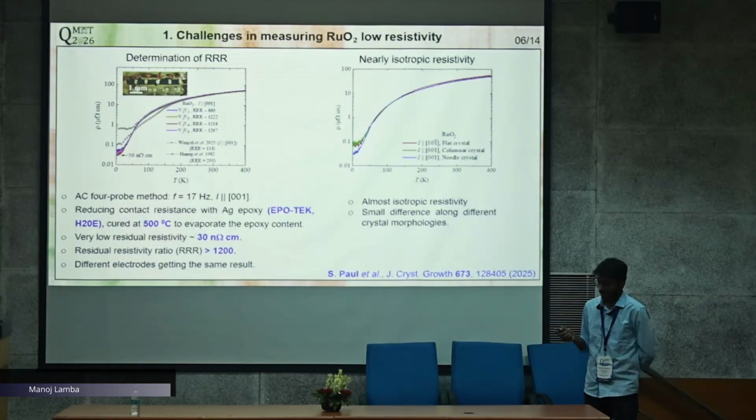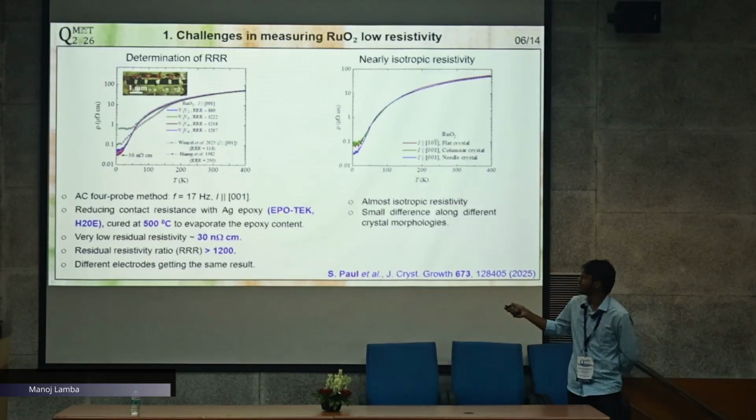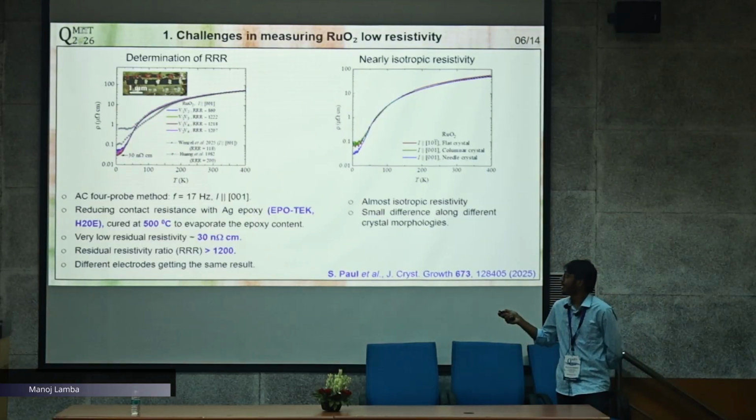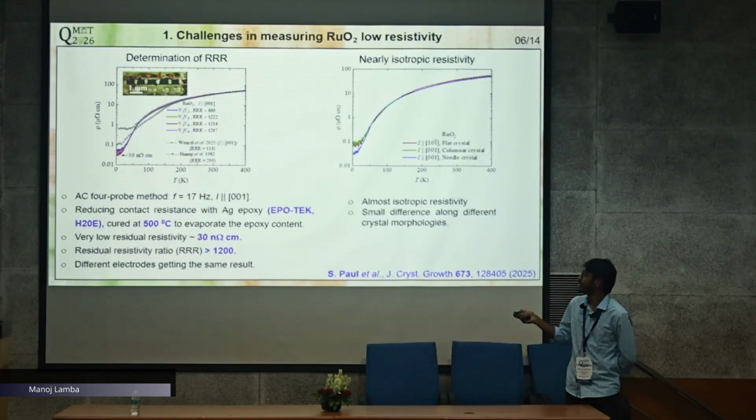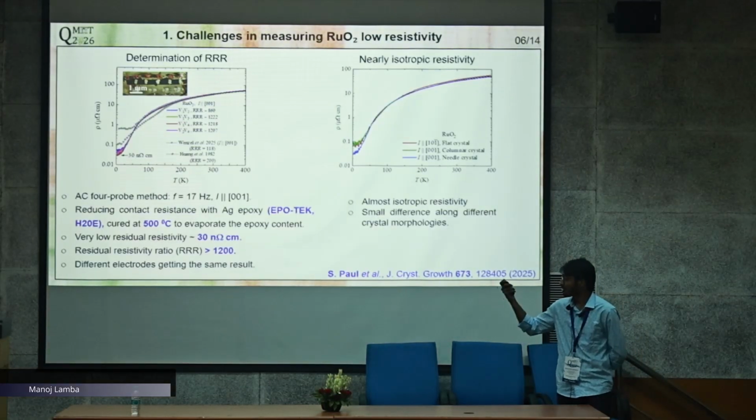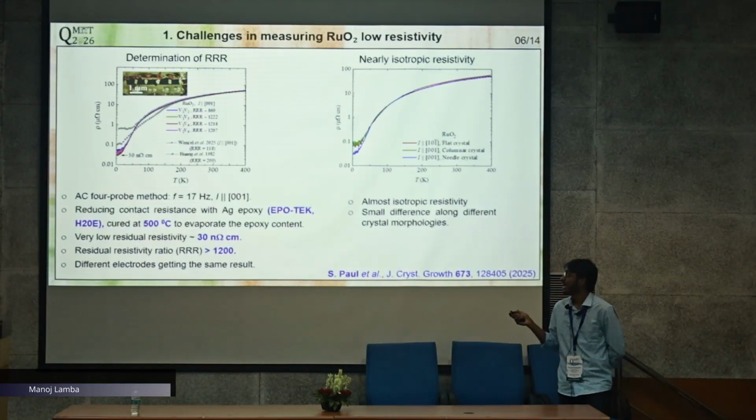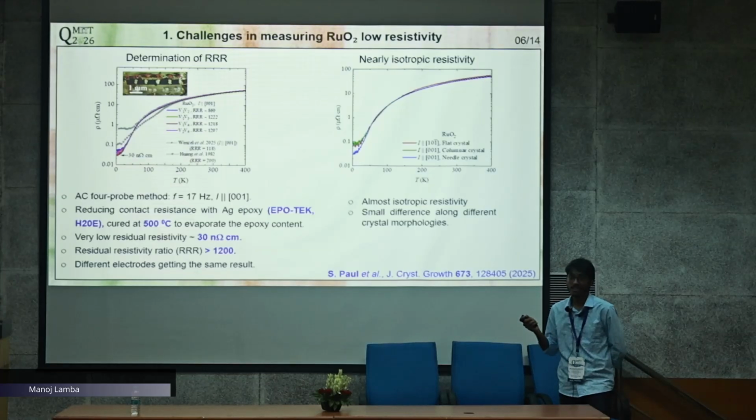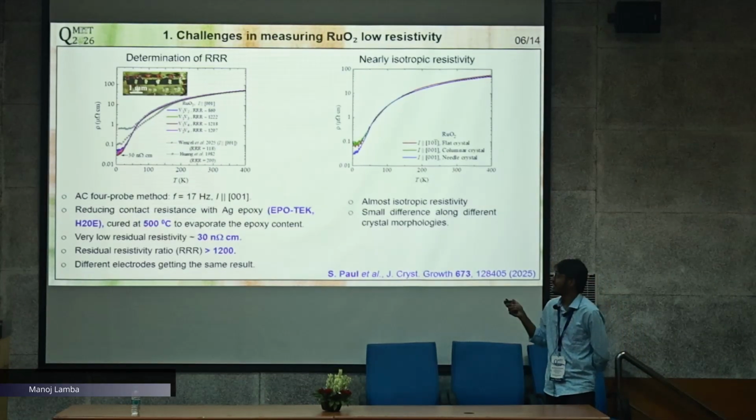As I said, one of the important parameters to check the crystal quality is the residual resistivity ratio. For that we measure the resistivity using the AC 4-probe method with a lock-in amplifier, and a frequency of 17 Hz is used to suppress the noise to a negligible level at low temperature. At low temperature the resistivity of ruthenium dioxide is very low, so it is very challenging to measure this residual resistivity accurately.